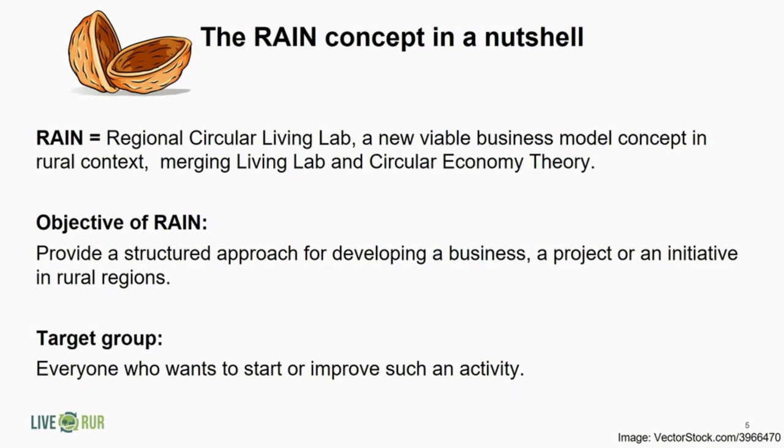It is a new viable business model concept for rural areas that merges sustainable business model design, circular economy, and the Living Lab approach. The objective of RAIN is to provide a step-by-step framework for developing a business, a project, or an initiative or any other activity in rural regions. The target group for using RAIN is everyone who wants to start a sustainable, circular business model in rural areas.